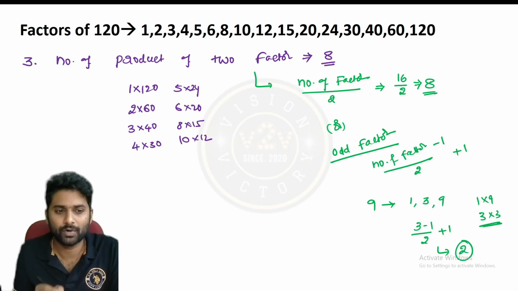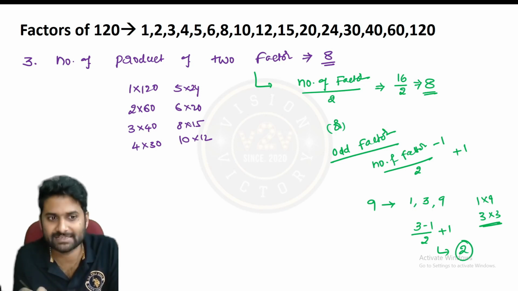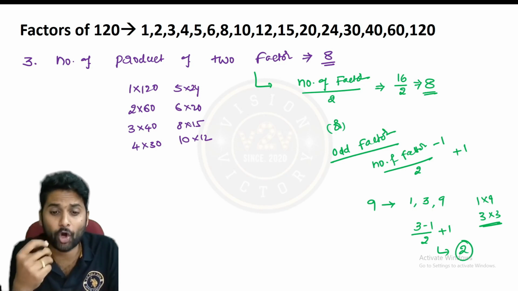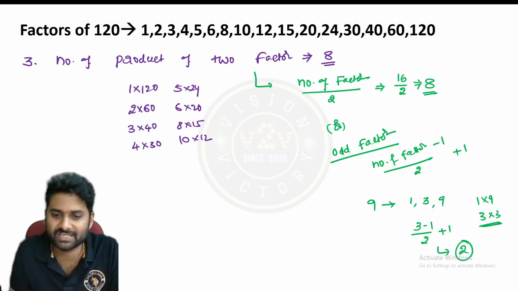Check it out. If there is an even number of factors, then simply number of factors divided by 2. If you get an odd number of factors in your calculation, then do one thing: number of factors minus 1 divided by 2 plus 1. Remember this point, guys.